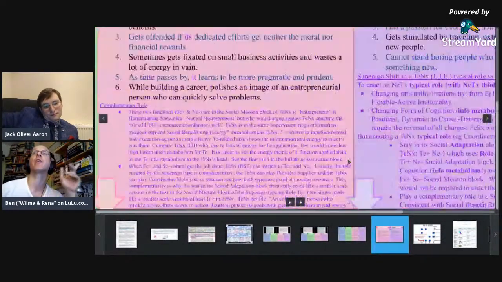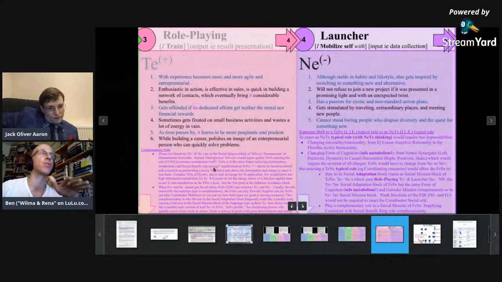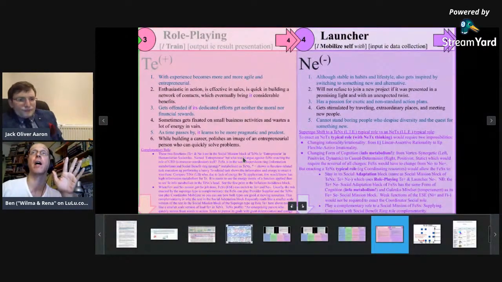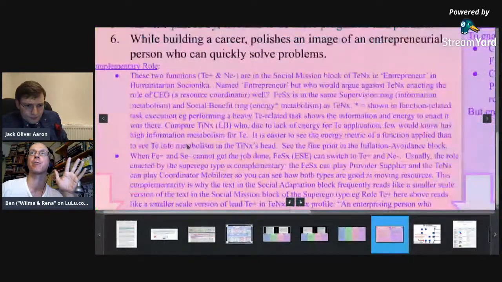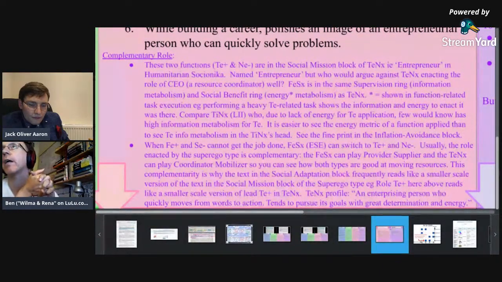Right. So what you notice is when you read, say, a block like this of Viktor's, is that this will look like a smaller scale version of LIE. And now I'll go through these little bits because I know you want to wind up. These two functions, TE plus and NE minus, are in the social mission block of TENX, i.e. entrepreneur, LIE, in humanitarian socionics. Named entrepreneur, but who would argue against TENX enacting the role of CEO well? ESE is in the same supervision ring, information metabolism, and social benefit ring, energy metabolism, as LIE.